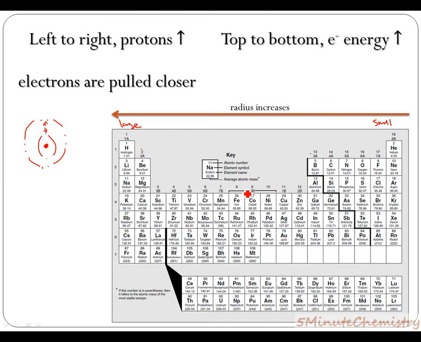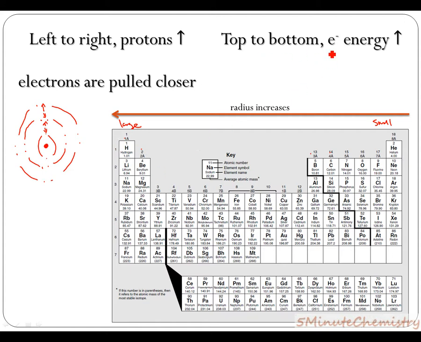Now the second idea is going from top to bottom. Again, these periods, the rows, indicate the energy levels, additional shells that are going to start to be filled up with electrons. So this would be my next energy level. If it gets filled up, then I'm looking here at argon. So there's going to be even more repulsion from the inside electrons, which means it's going to push further and further away from this nucleus, and I have a larger and larger radius as I increase energy levels.